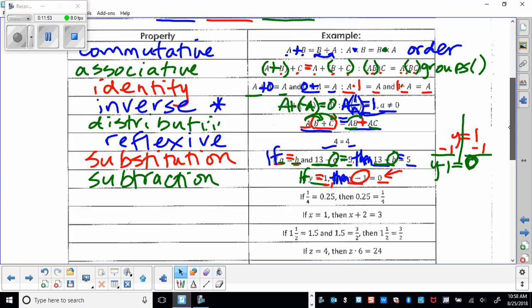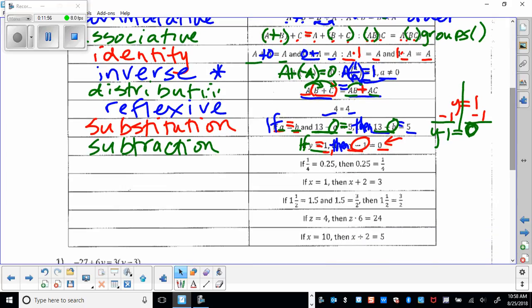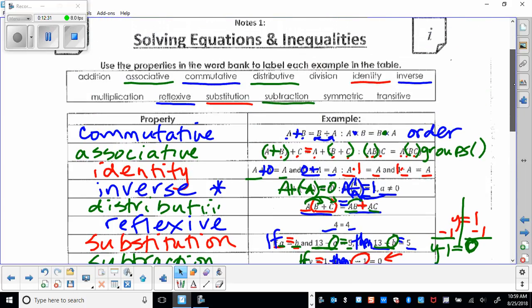Alright, and again, that's how we solve algebra equations, right? So now I've got this next one. I've got this equation here, 1/4 equals 0.25, and then over here I have 0.25 equals 1/4. So it's exactly the same numbers, but they're on different sides, right? So this just switched over to the other side. What property would that be?